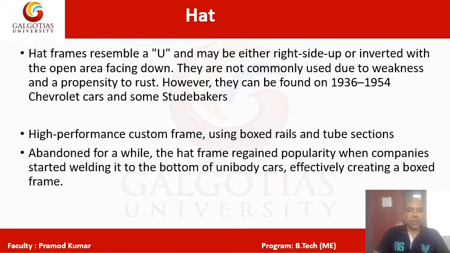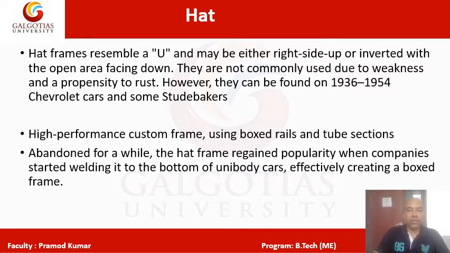A hat frame resembles a U and may be right side up or inverted, with the open area facing down. They are not commonly used due to their weakness and propensity to rust. However, they can be found on 1936 to 1954 Chevrolet cars and some Studebaker backers. High performance custom frames usually use box, trail and tube sections, abandoned for a while.